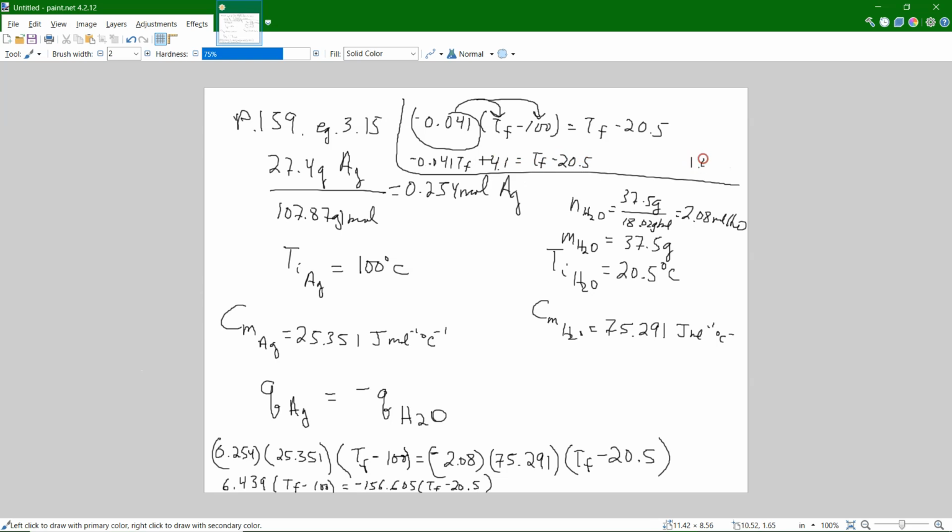So 1.041 T final equals 4.1 plus 20.5, which is 24.6. So then T final will be 24.6 divided by 1.041. I get 23.63.